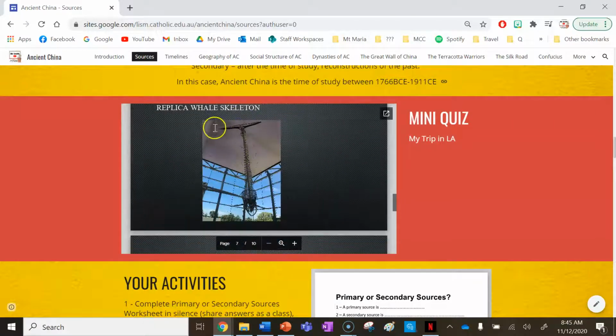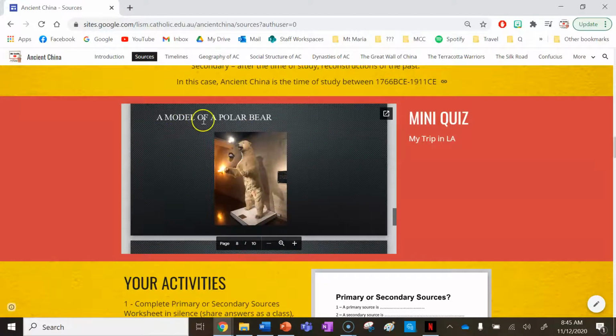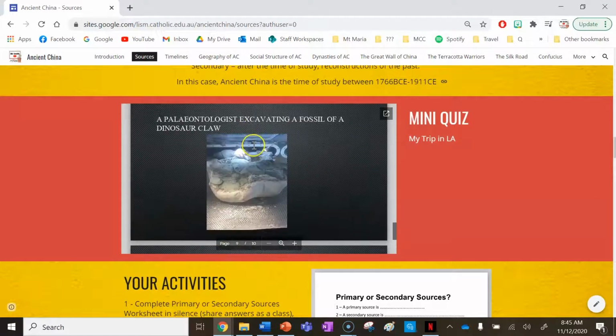A replica whale skeleton, again, secondary source because it's a replica. A model of a polar bear. So this is a secondary source because it's a model. It's not a real polar bear, it's a fake, so it's a secondary source.